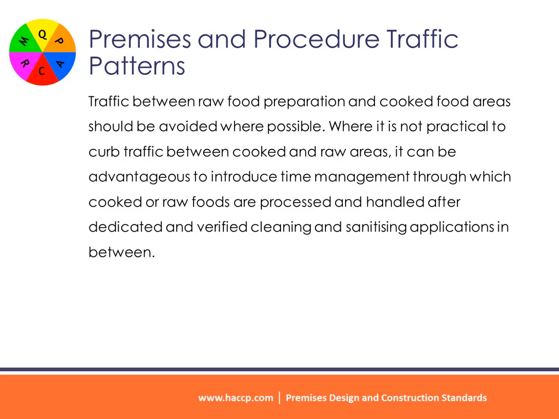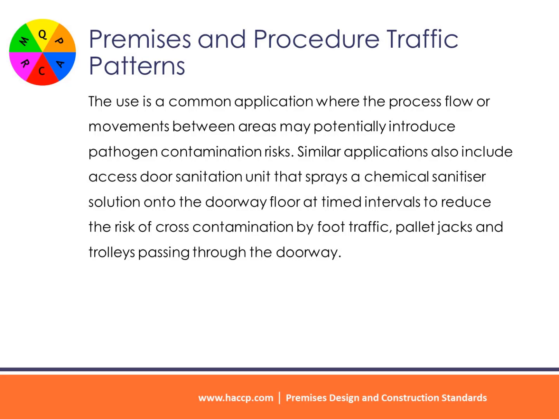Premises and procedure traffic patterns. Traffic between raw food preparation and cooked food areas should be avoided where possible. Where it is not practical to curb traffic between cooked and raw areas, it can be advantageous to introduce time management through which cooked or raw foods are processed and handled after dedicated and verified cleaning and sanitizing applications in between. The use is a common application where the process flow or movements between areas may potentially introduce pathogen contamination risks. Similar applications also include access door sanitation units that spray a chemical sanitizer solution onto the doorway floor at timed intervals to reduce the risk of cross-contamination by foot traffic, pallet jacks and trolleys passing through the doorway.